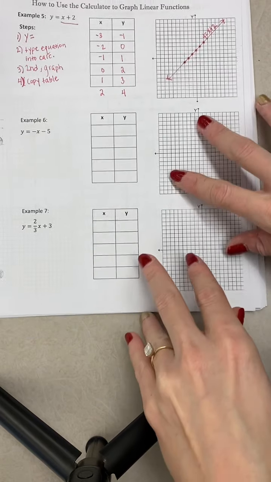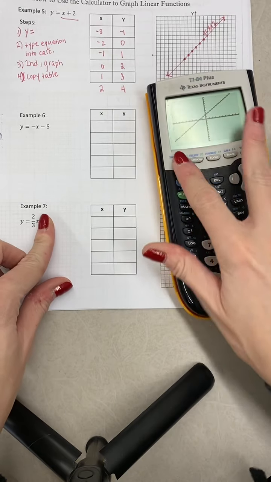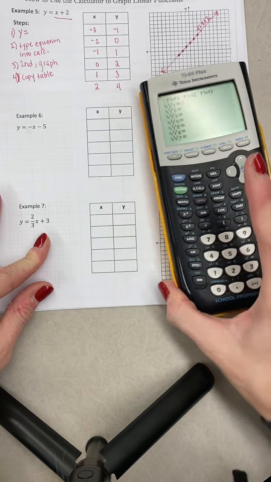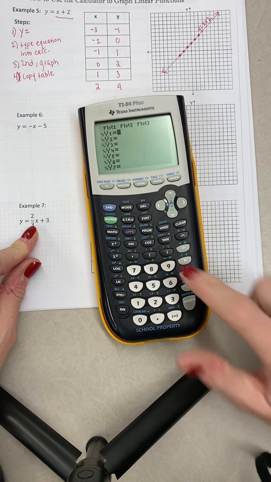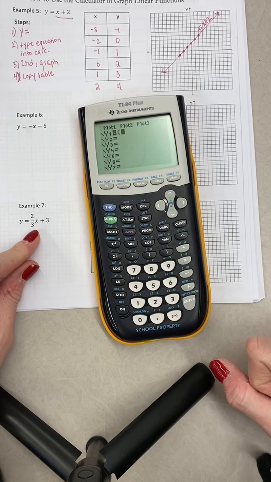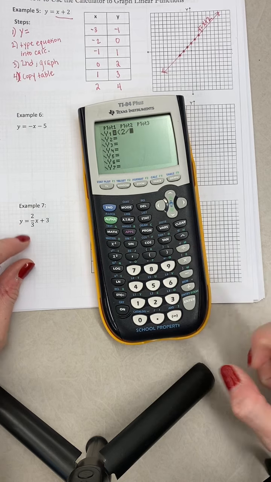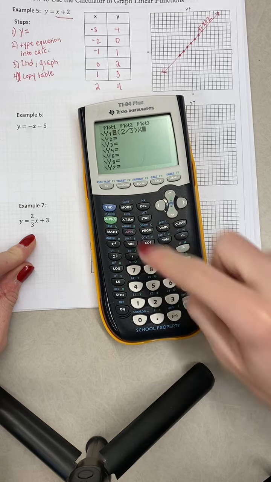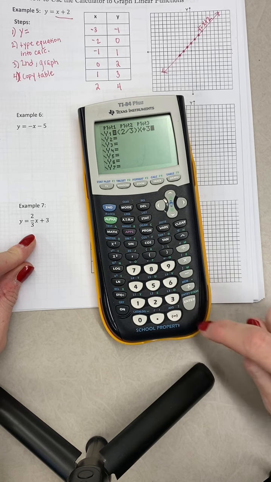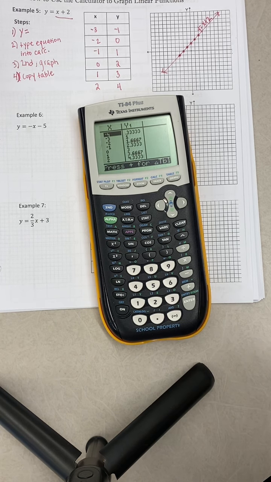I would like to look at example 7 together just to remind you how we're going to put this in the calculator. So for number 7, we're going to clear out everything we have. 2/3 x. Remember when we put fractions in the calculator, we need to use parentheses. So we're going to open the parenthesis, 2, the fraction line is really division, so divided by 3. Then we're going to close the parentheses, hit x, then plus 3. We're going to go to our table by hitting second graph. It takes us to our table.